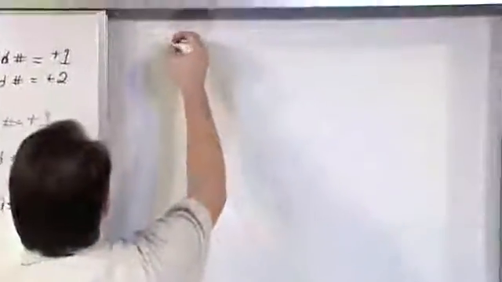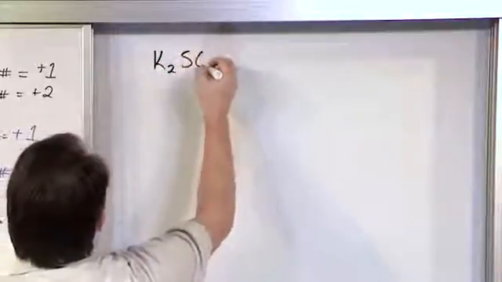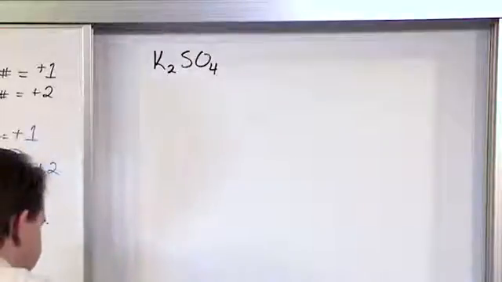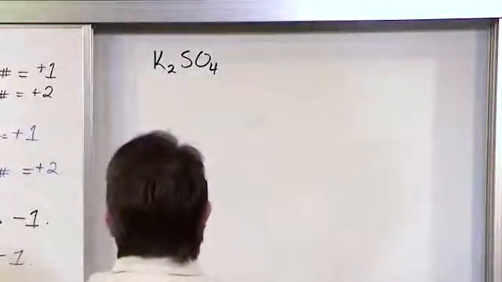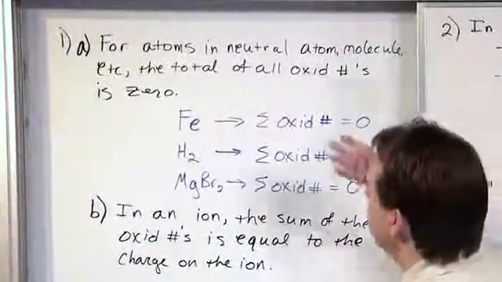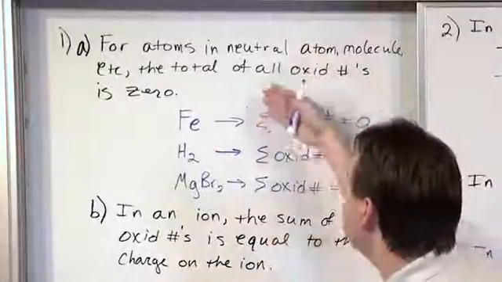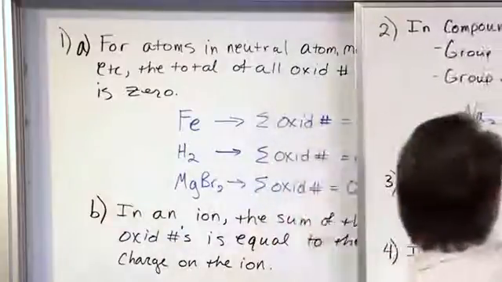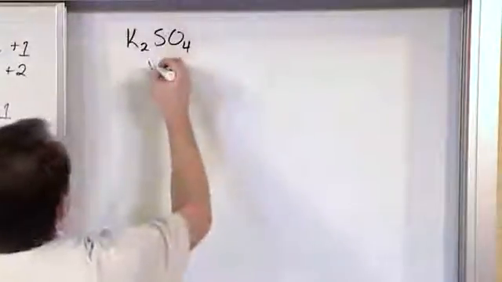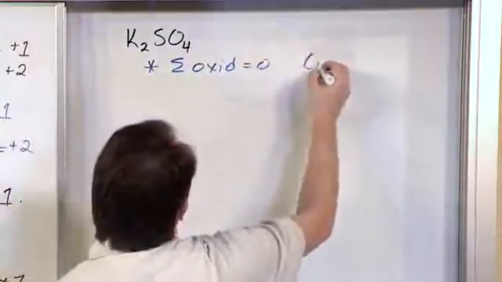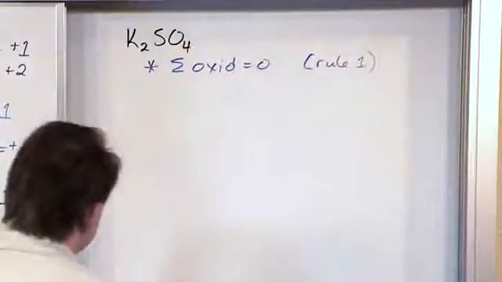All right, let's say we have the compound K2SO4. So we want to find the oxidation number of everything in here. The very first thing we do is we notice that it is a neutral compound, and rule number one is always dealing with whether it's neutral or if it's an ion. So if it's neutral, rule number one means the sum of the oxidation numbers is going to be equal to 0. The way I do it is I put a little asterisk here and say the sum of the oxidation numbers is equal to 0, and that's rule 1. I'm just going to remind myself of that fact.